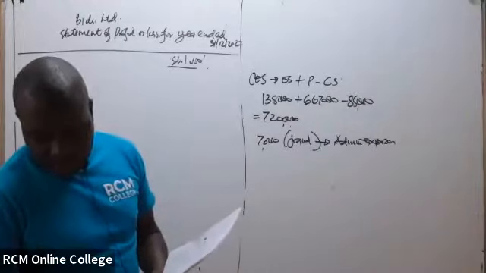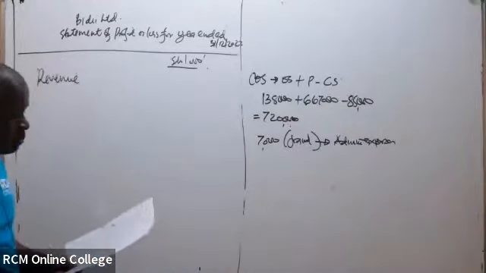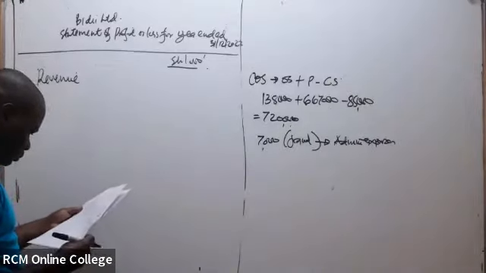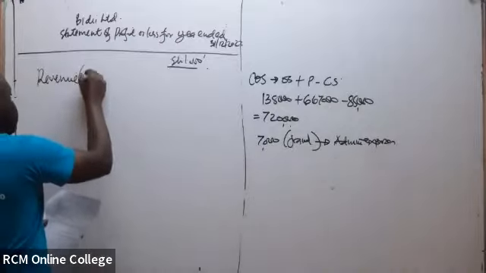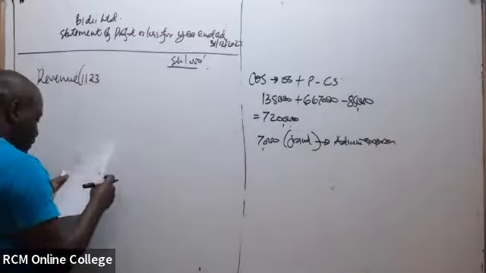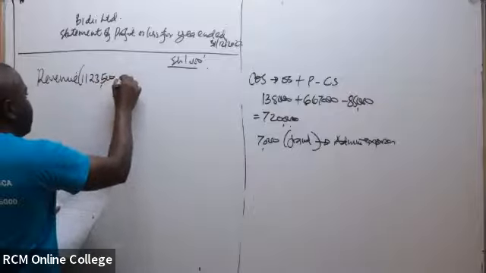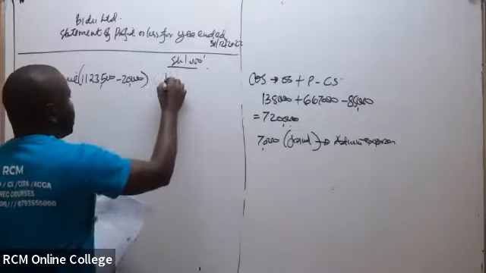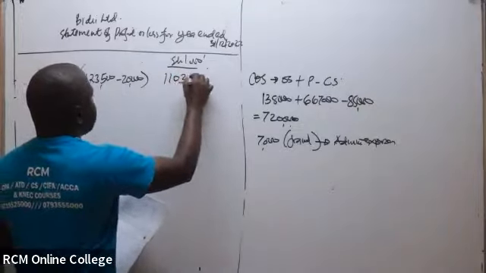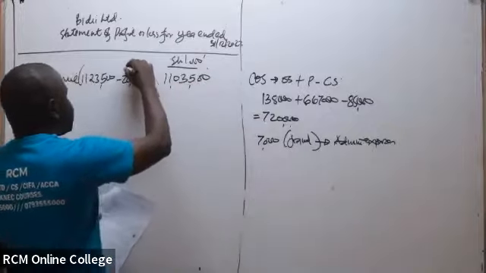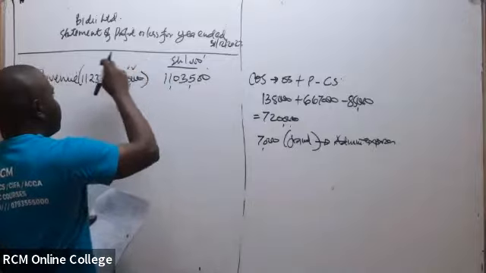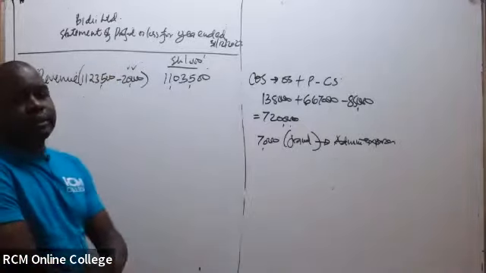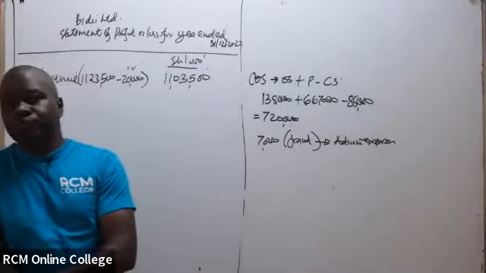So our sales will become how much? We have 1,123,500, then we minus 20 million. So you'll get 1,103,500. Remember, this one was an item of plant. These amounts had been posted in the revenue account. Remember, when you talk about revenue here, they are simply the sales of the company in terms of trading activities.